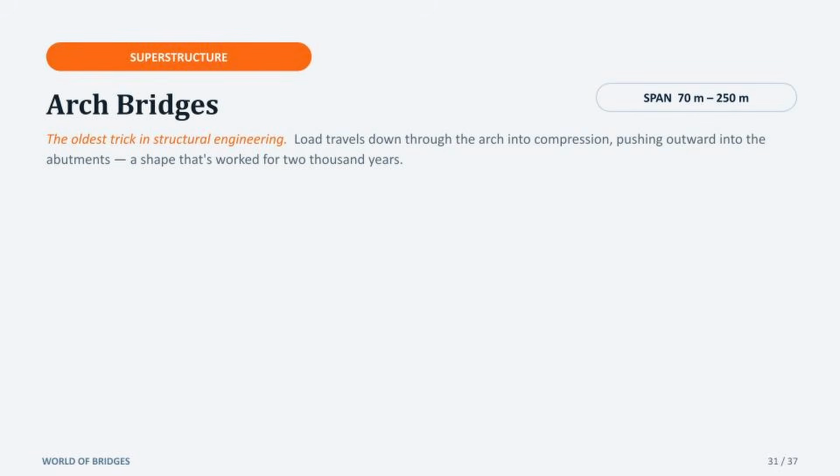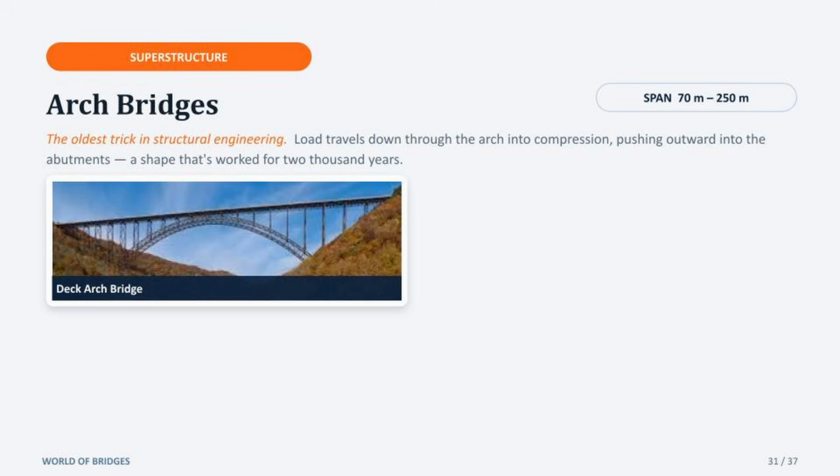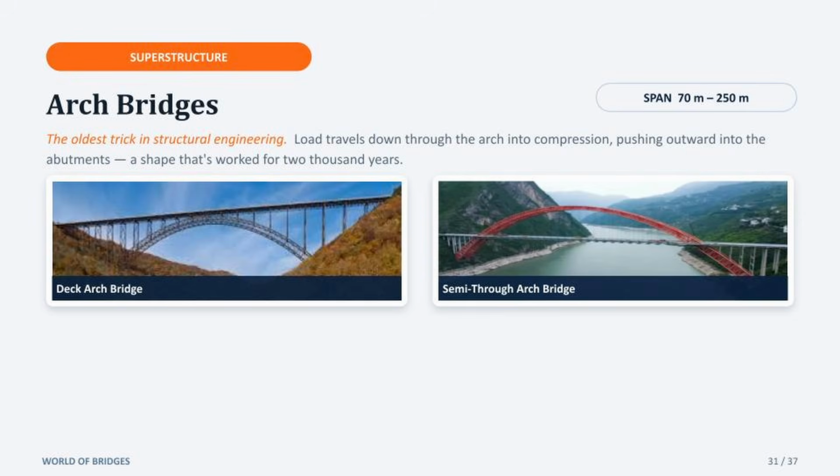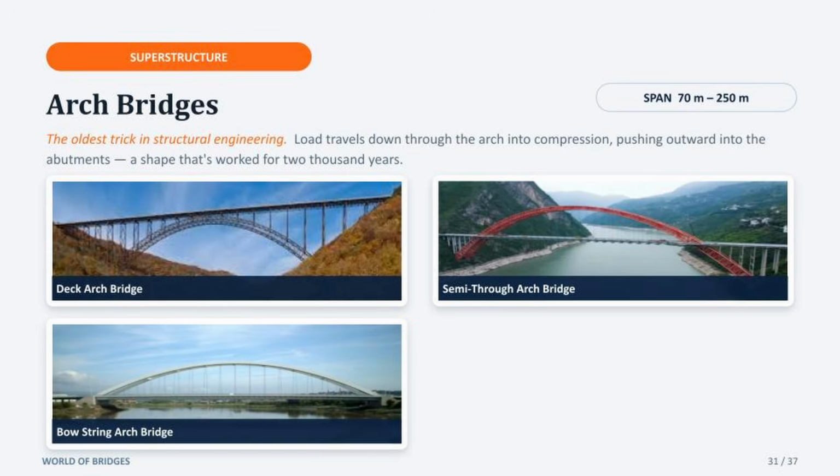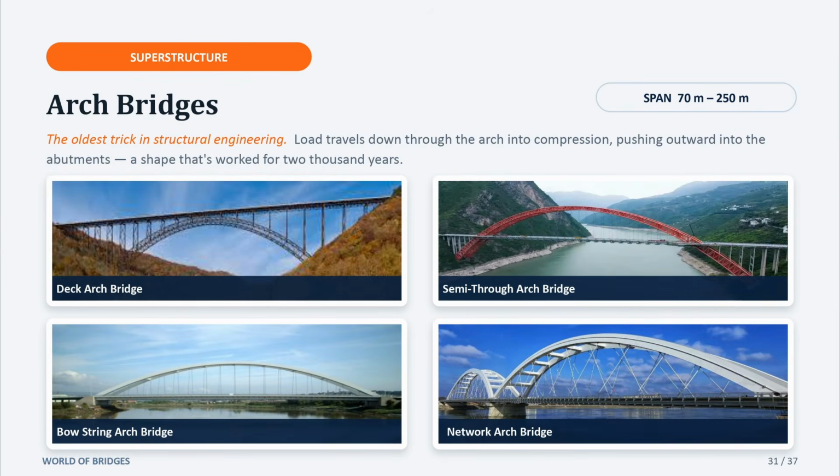Arch bridges, 70 to 250 meter span range, are the oldest trick in the book, literally 2000 years old. The shape pushes load down through the arch into compression, transferring it outward into the abutments. There are four types of arches here: deck arch, where the roadway sits on top of the arch; semi-through arch, where the deck cuts through the pathway up; bowstring, where a horizontal tie removes the need for the arch to push outward at all; and network arch, an improvement over the bowstring with diagonal crossing hangers and extra stiffness.